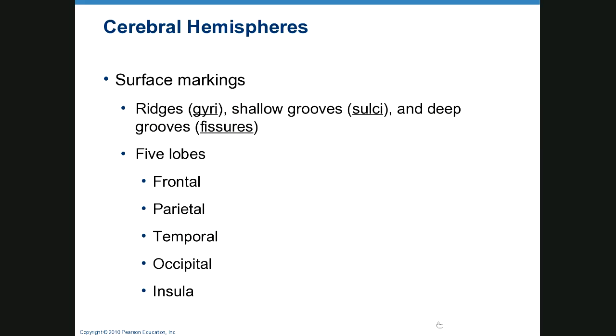Now we have surface markings of the brain. We call small ridges gyri. One gyrus, two gyri. We call the shallow grooves sulci. One sulcus, two sulci. And then the very deep grooves are called fissures. So a small one is just a sulcus, whereas a fissure is a large groove. And the brain is divided into lobes: frontal, parietal, temporal, occipital, as well as insula.